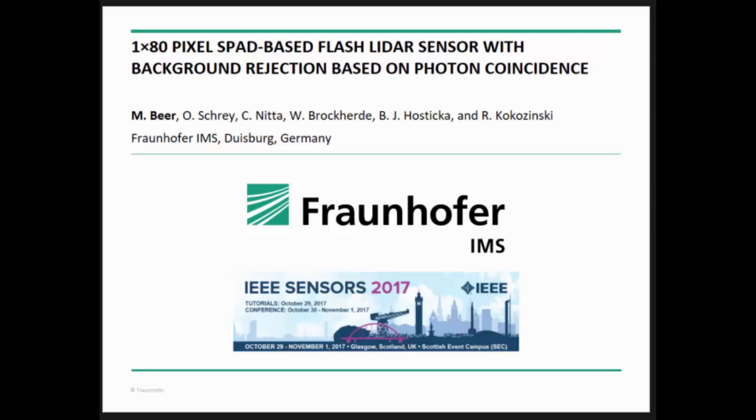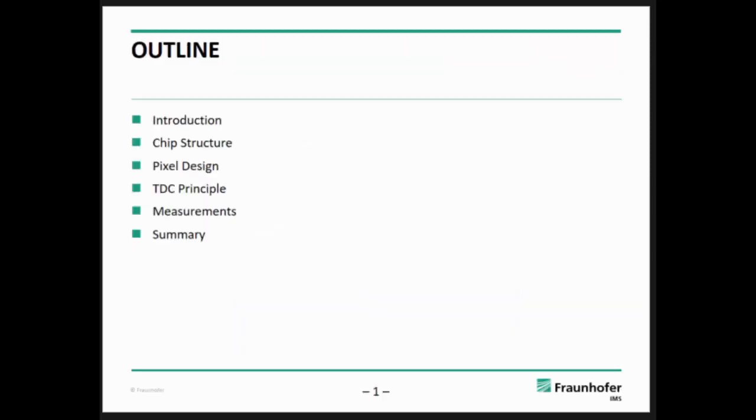Today I want to present you our SPAD-based flash LIDAR line sensor with photon coincidence for background rejection. This is the outline of my talk. First, a small introduction, what we are measuring and how it's working. And then I will explain our chip, the chip structure, the pixel design, and how the TDC is working. And at the end, some measurements and a short summary.